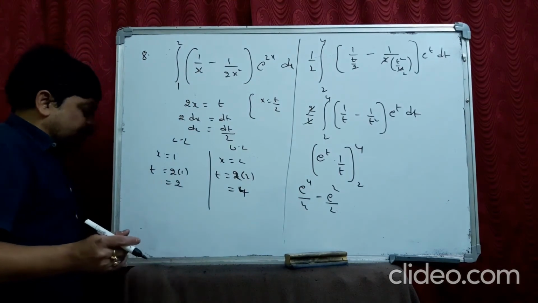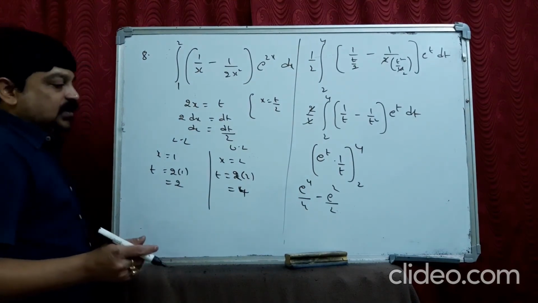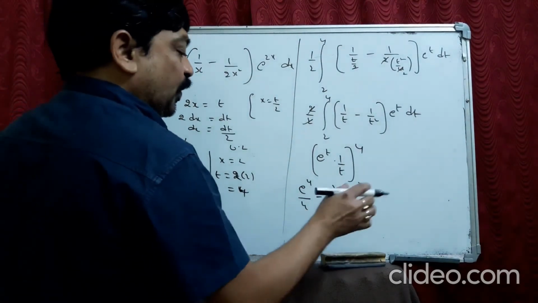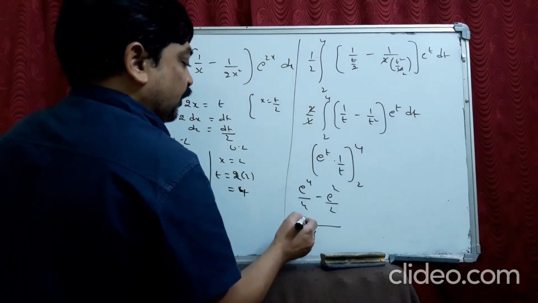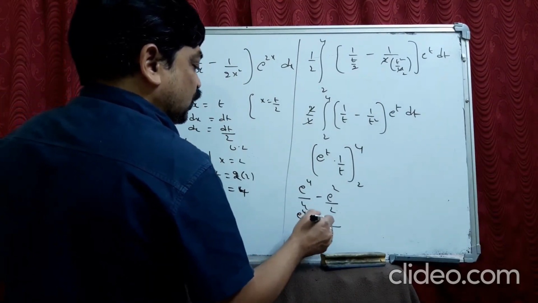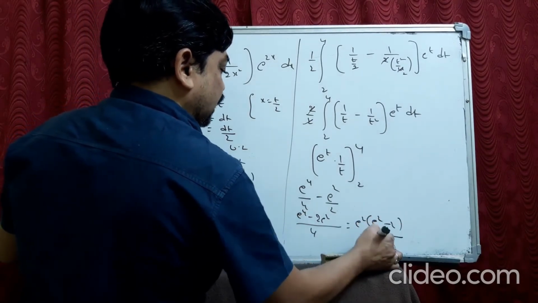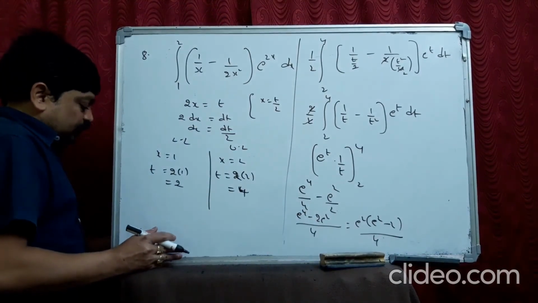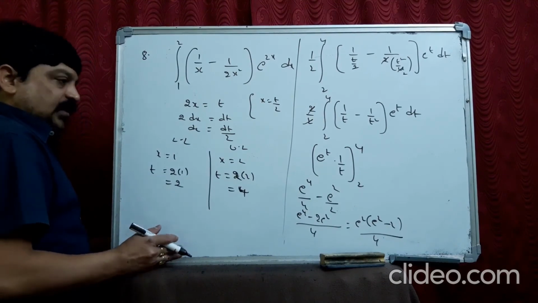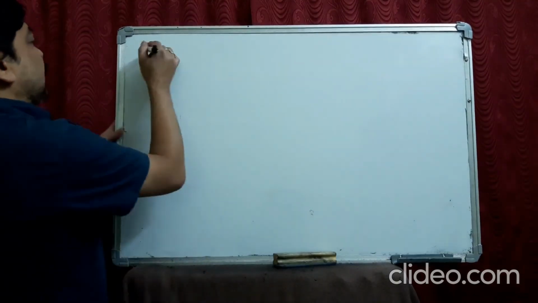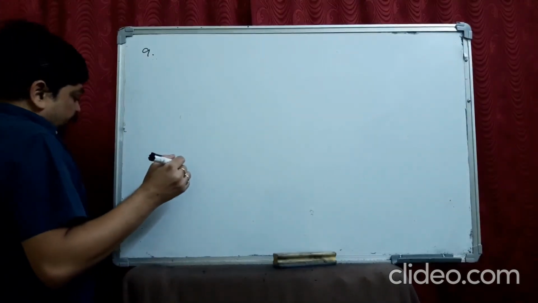What did they do in the 8th one? They took LCM 4 and they took common. You can leave like that: 4, e power 4 minus 2 e square. E square also common, e square minus 2 by 4. Exactly. Right, let's see the 9th question here.